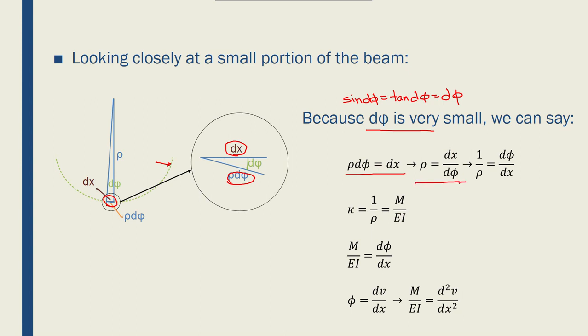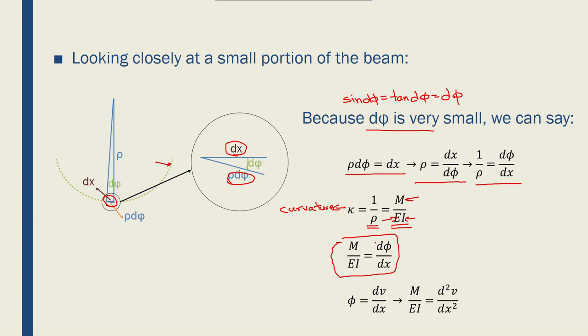And as a result, rho becomes dx over d phi. Or we could rewrite it as 1 over rho becomes d phi over dx. 1 over rho is what we call curvature of a beam. So this is called curvature. And it's also equal to M over EI. M is the moment, E is the Young's modulus, and I is the second moment of inertia. And so what they will give us is this equation. M over EI from here is equal to d phi over dx from there, because they're both equal to 1 over rho.